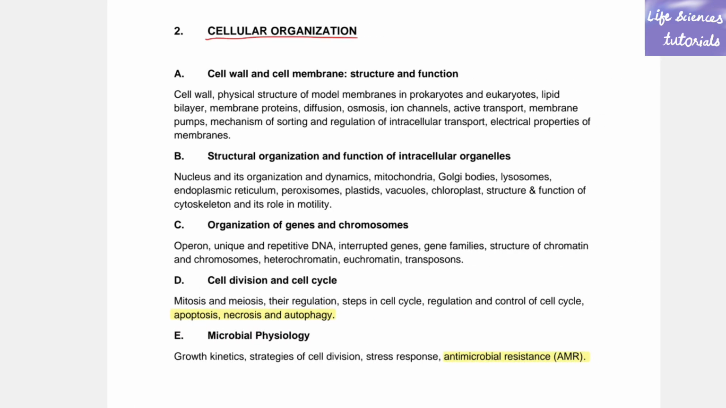Next, cellular organization. This is also pretty much the same as the old syllabus, only some of the things have been specified. Like here you can see necrosis, autophagy, which were not mentioned clearly in the old syllabus, but now they have mentioned. Apoptosis was mentioned in a different unit. Now they have put it here. Rather, it makes sense to study apoptosis linked to the cell cycle. So this topic is not new, only it has been rearranged. And necrosis and autophagy, definitely you have to study if you study for life science and the CSIR NET exam. Plus, the antimicrobial resistance topic has also been added. So definitely you can study it as a part of microbial physiology.